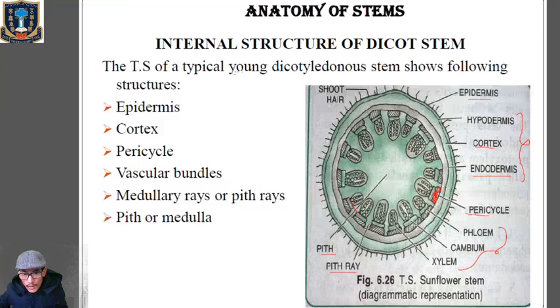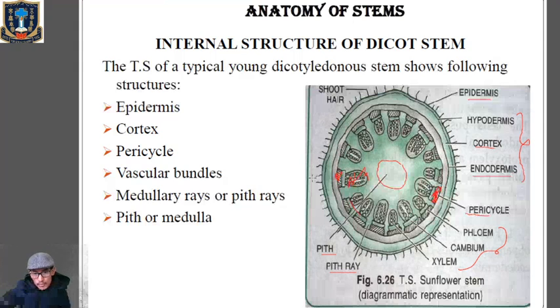So this one is the xylem. This is the center part, which is called the pith. So xylem is present toward the inner side. And you can see the phloem. This is the phloem part. Phloem is present towards the outer side.